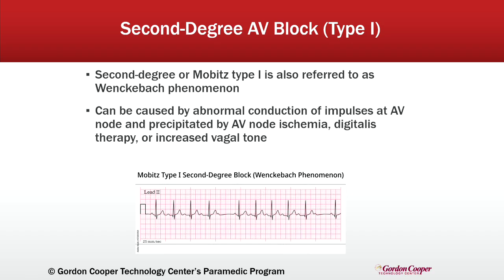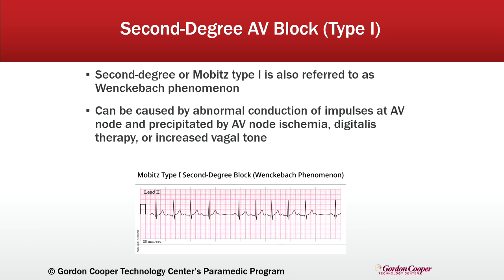So it has a characteristic pattern of progressively lengthening PR intervals, as I said, until one QRS complex is dropped, meaning it doesn't get conducted to the ventricles. So the cause of this block often involves abnormal conduction of impulses at the AV node, and this can happen for several reasons. For example, ischemia, that lack of blood flow in the AV node, can interfere with normal electrical conduction.